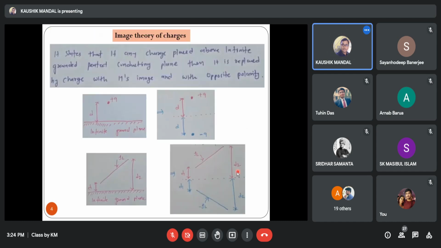That means if we consider these examples, on the reference line, what will be the potential? On the reference line, the potential will be 0. So on this reference line, V will be 0. So these are the two important points regarding the image theory of charges.